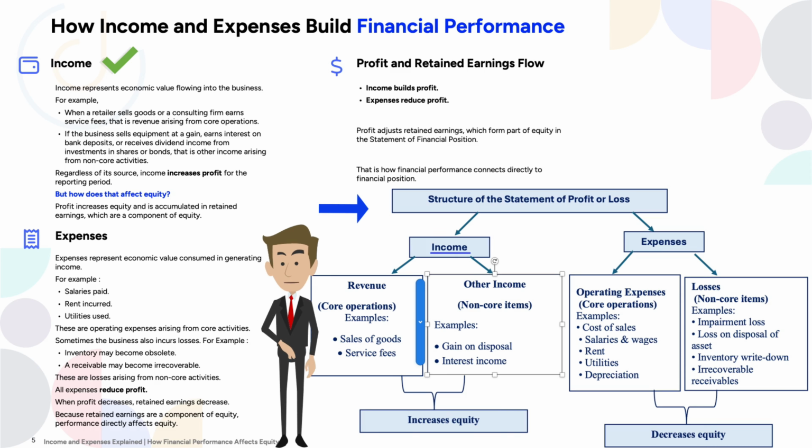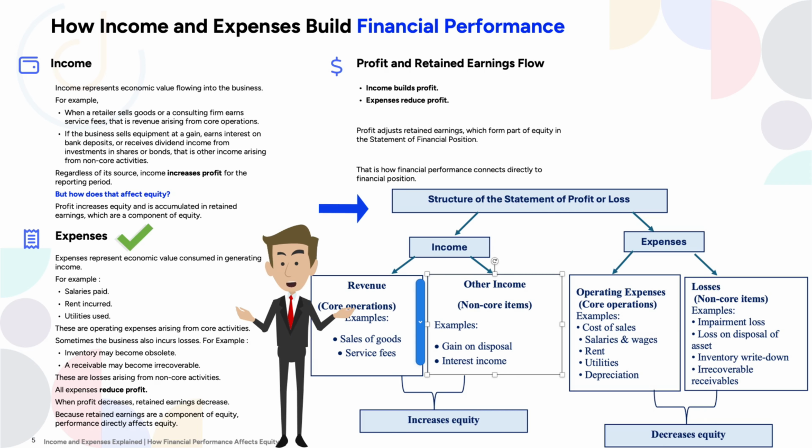These represent other income arising from non-core activities. Regardless of its source, income increases profit for the reporting period. But how does that affect equity? Profit increases equity and is accumulated in retained earnings, which are a component of equity.